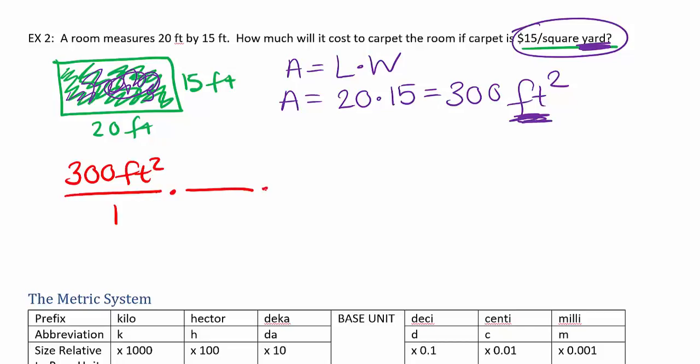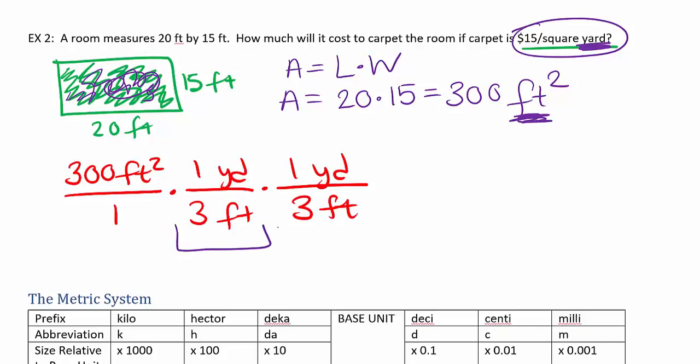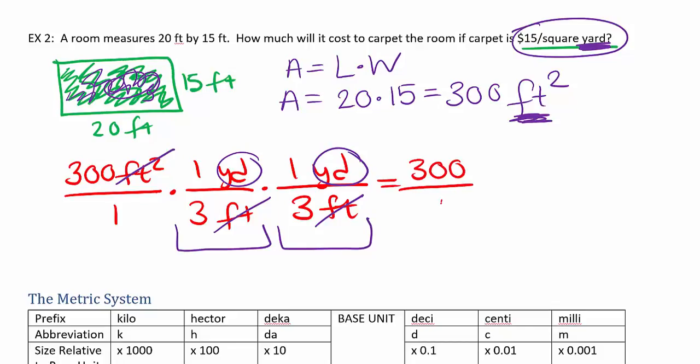And because it's square units or area units, I have to multiply by the same conversion factor twice. The conversion factor I'm going to use is the fact that 3 feet equals 1 yard. Again, I'm multiplying by the exact same thing twice because then it takes both of those feet to cancel out the square feet. And then I'm left with yards times yards, which is square yards. So if I multiply straight across, I end up getting 300 over 9, or 100/3 square yards.